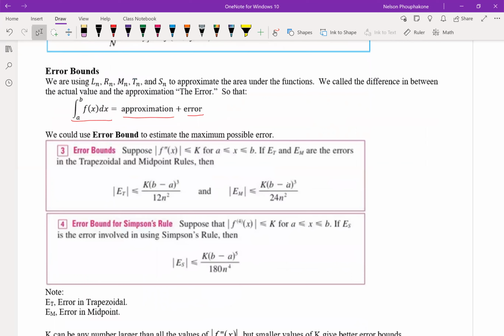And here is how we find the error band for the trapezoidal approximation and the midpoint approximation. This one right here is for the trapezoidal, and this one right here is for the midpoint. Of course, we also have the error band for the Simpson rule as well. This is the one.